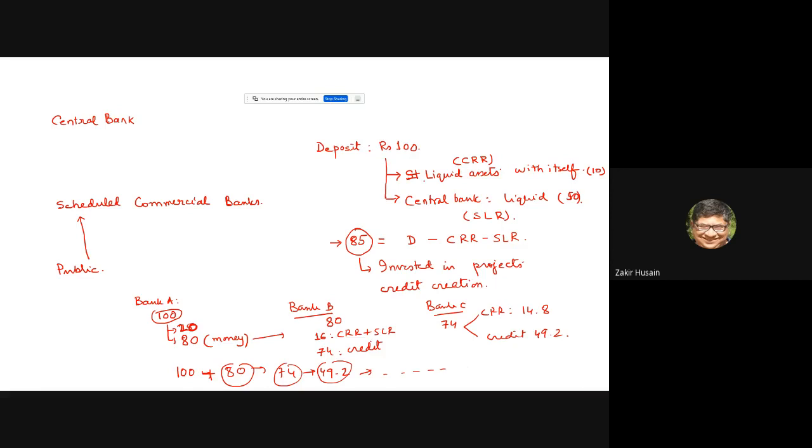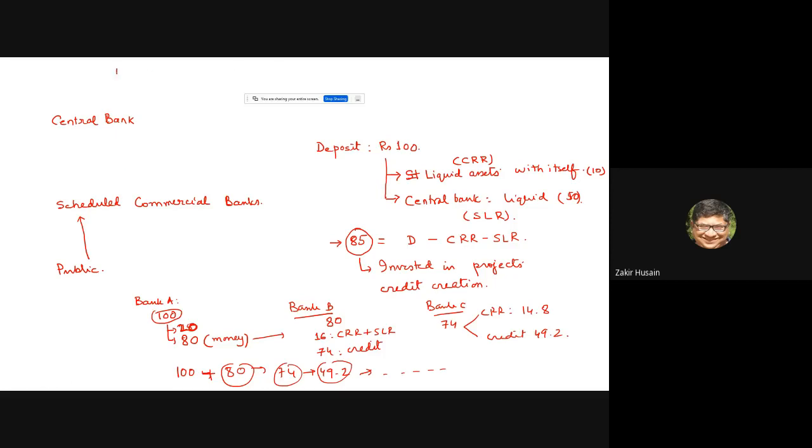Now suppose the central bank decides to increase either the cash reserve ratio or the SLR. So instead of 20, they now have to keep, let us say, 30%. Or let us say the central bank wants to increase the money supply. So they reduce SLR and cash reserve ratio, and they make it now, instead of 20, 5% each. So that means the total is 10%.